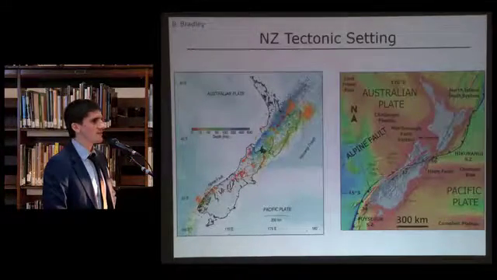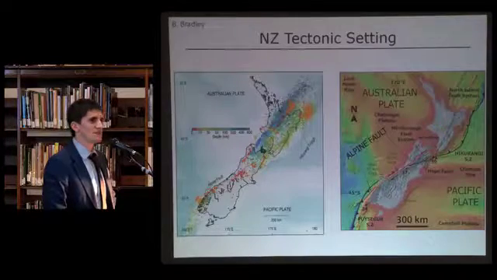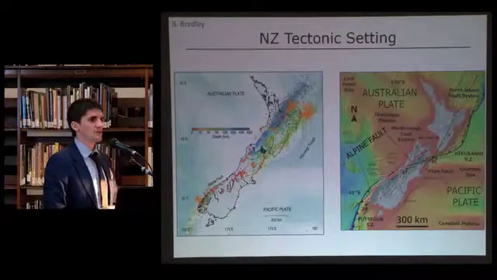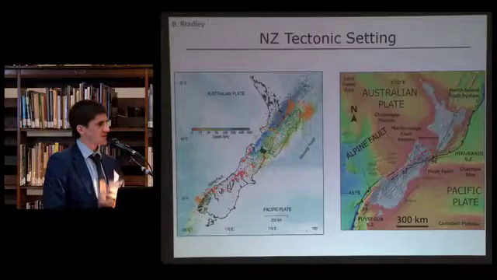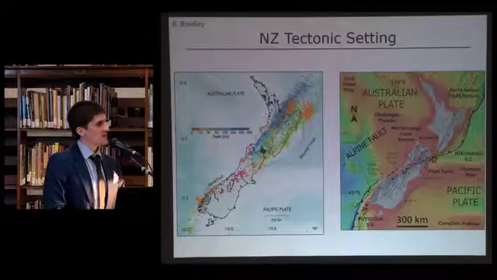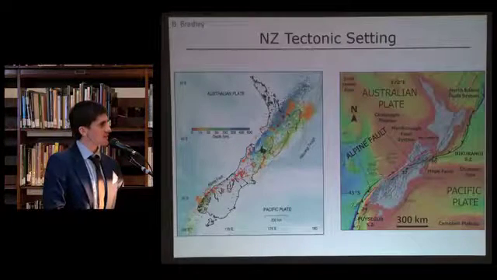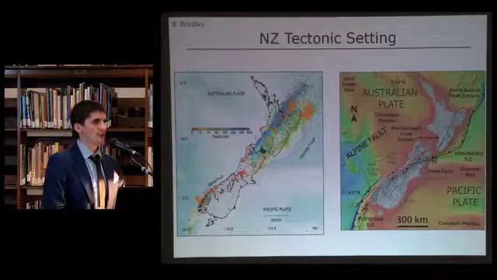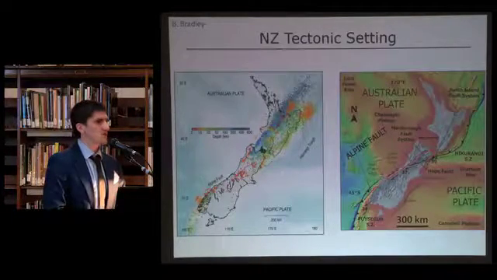So for those that are not familiar, this is New Zealand in the southern hemisphere of the world, and the image that we've got on the left and the right show the tectonic activity in terms of recent earthquakes in the region. In particular, the image on the left-hand side is colour-coded based on the depth of those earthquakes, and the image on the right-hand side indicates the main sort of fault structures in the region.